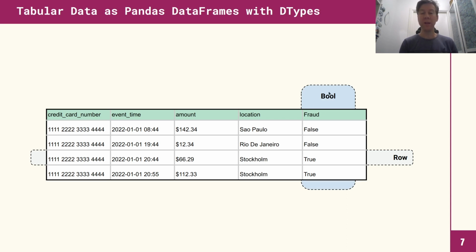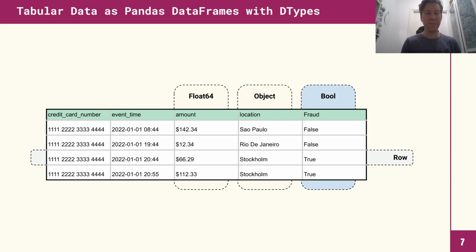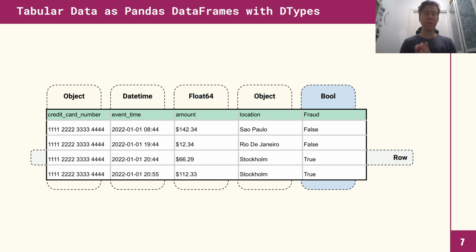The fraud column here you can see is of type Boolean. The location and the amount columns have different types. The location is a string, and in Pandas a string is called an object type, and the amount is a floating point number. The dollar sign is just used here for visual presentation purposes. The value is stored internally as a float. Then the credit card number is a string as well, an object, and the event time we store as a datetime object in this case.